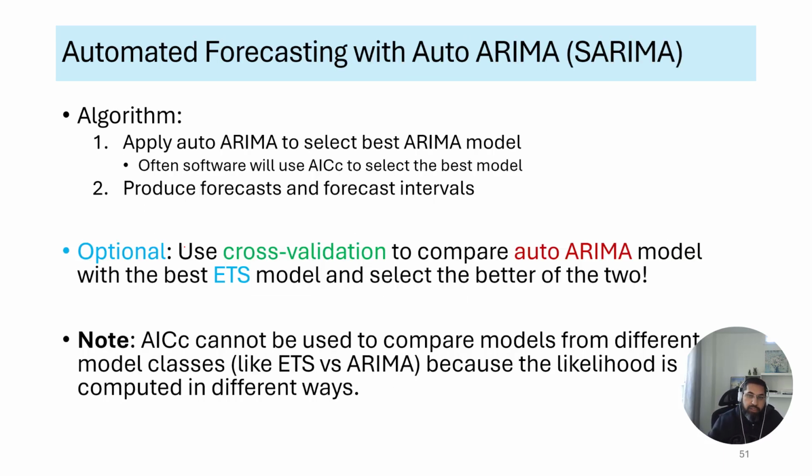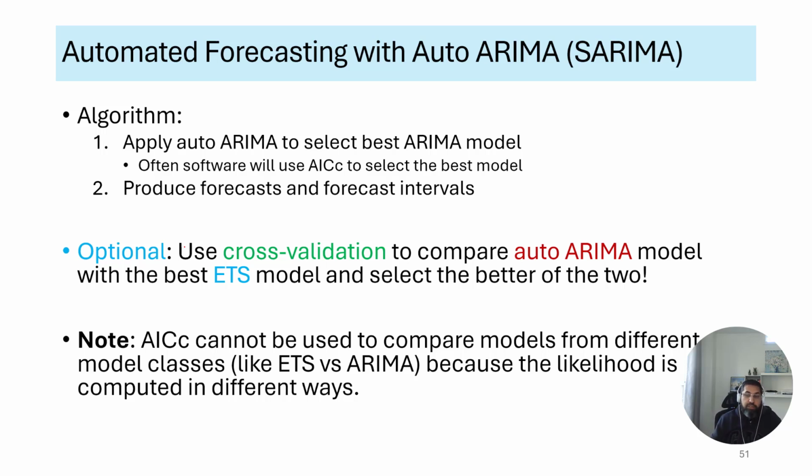You do the same with AutoArima. Just apply AutoArima on all of your time series. The software will automatically use AICc or cross-validation to select the best AutoArima model, and then you can produce forecasts and forecast intervals. Optionally, you can run both auto ETS and AutoArima, and then do cross-validation to pick whether ARIMA does better for you or ETS does better for you. Obviously, if you have other X variables like price, temperature, then you have to stick with ARIMA because ETS has no extension right now which factors in additional explanatory variables. Okay.